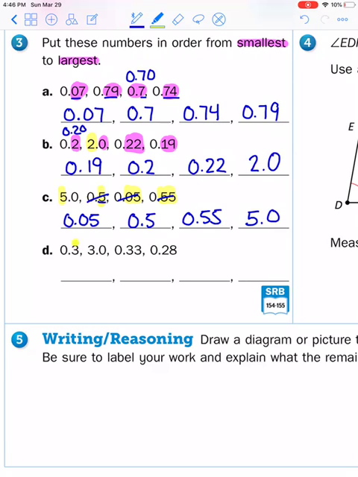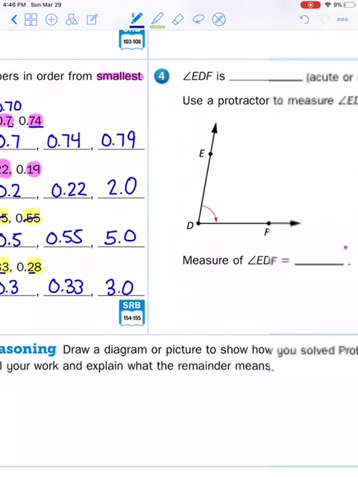Okay, let's look at the next one. I'm going to highlight either the whole number or the decimal point. I automatically know if there's a whole number, it's probably the biggest. So let's look. We have 3, 33, and 28. I'm sorry, but this would equal actually 30. So 30, 33, and 28. I know that 28 is the smallest number, so 0 and 28 hundredths. And then 0 and 30 hundredths, or 3 tenths. And 0 and 33 hundredths.